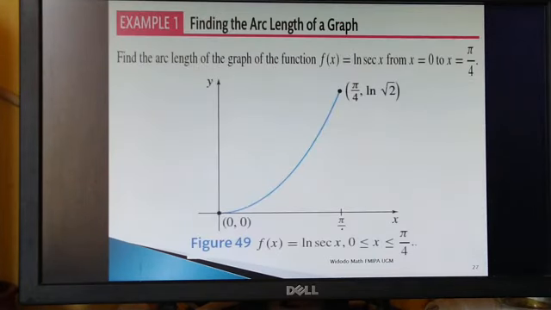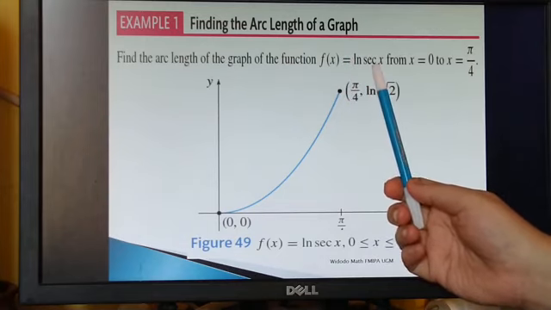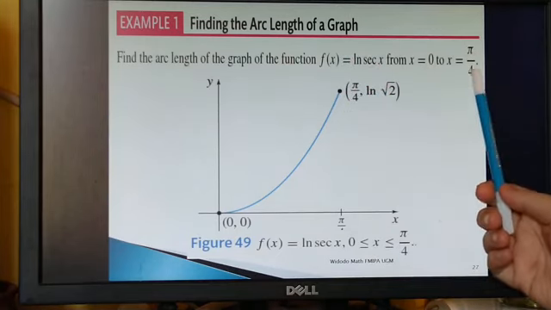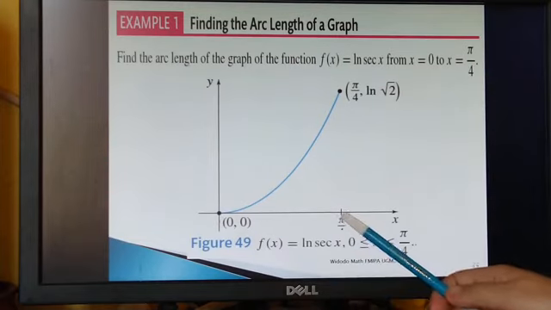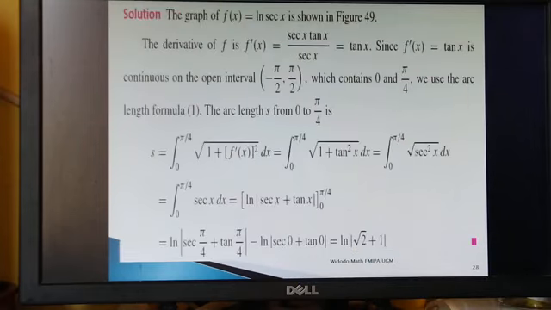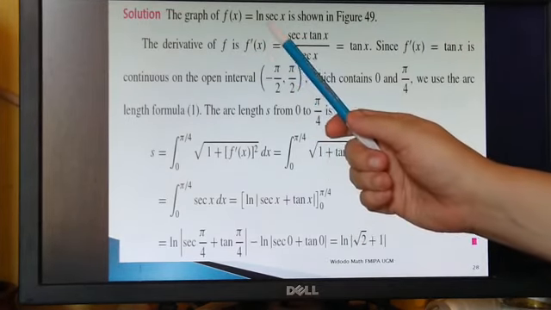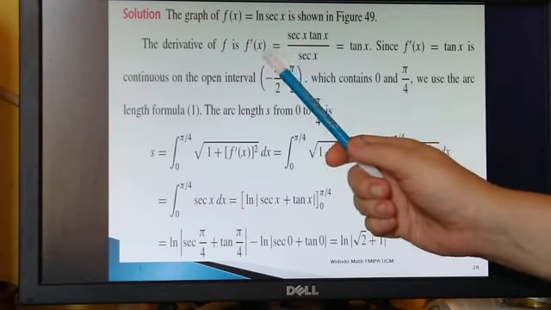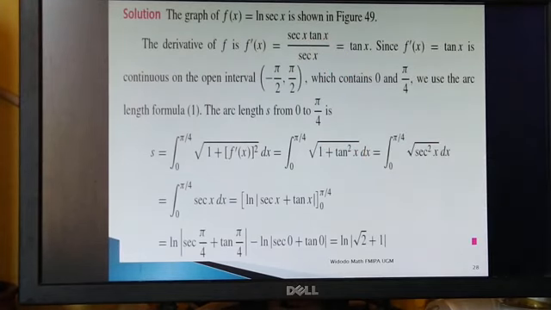For example, if we want to find the arc length of the curve f(x) equal to ln sec x between 0 and pi divided by 4, the curve looks like this from 0 until pi divided by 4. Then we can use that formula. First, of course, we have to look for the derivative of ln sec x, that is f prime x equal to secant x tangent x divided by secant x, which equals tangent x.